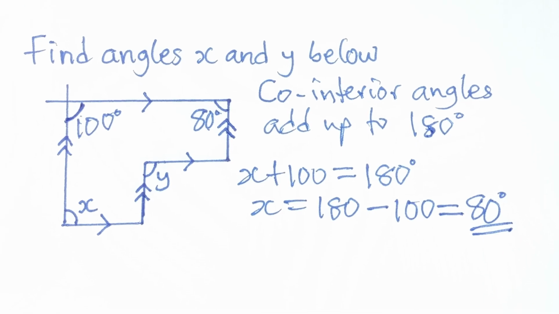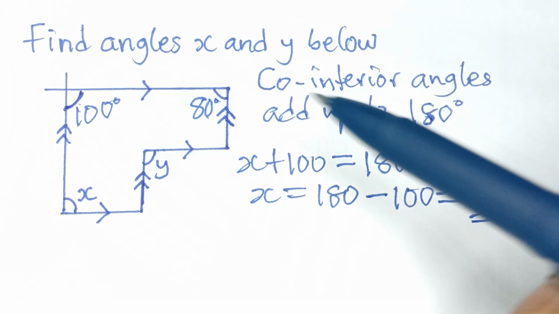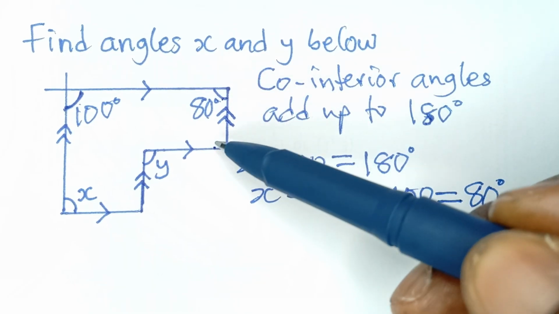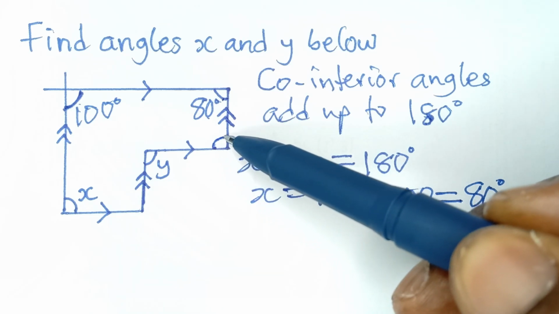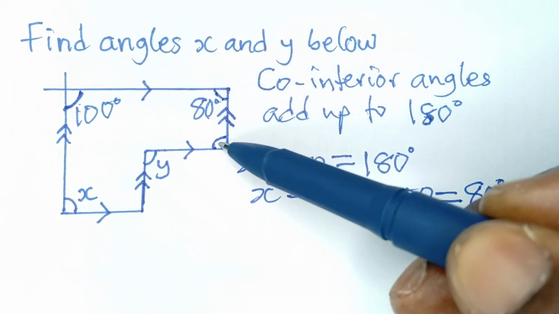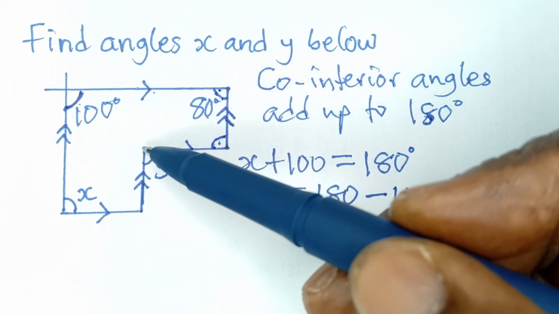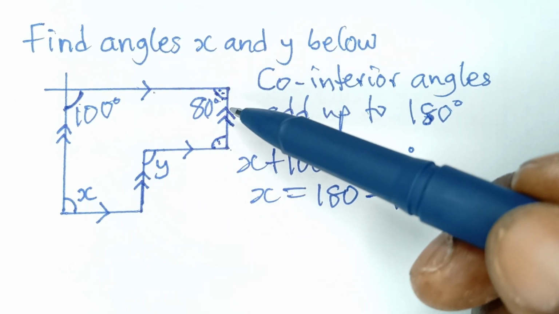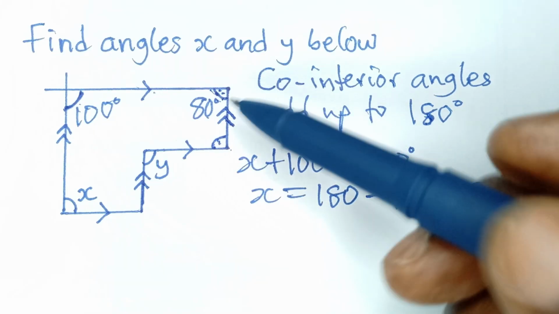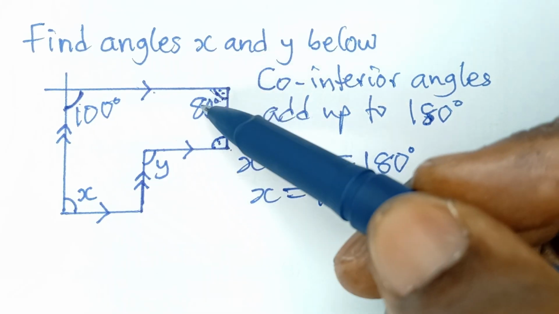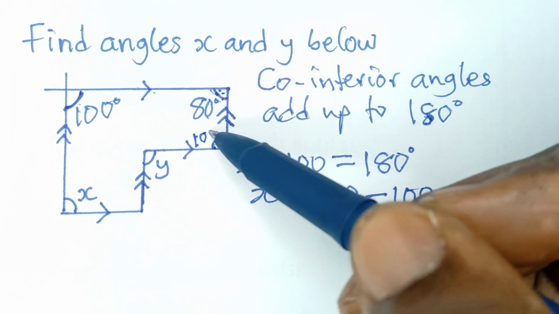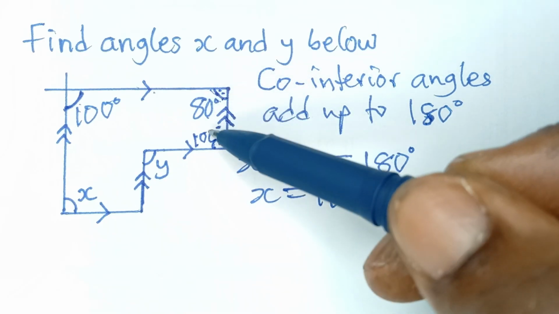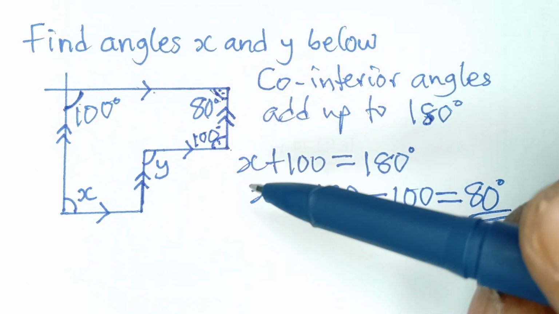Now let's move on to angle Y. Now, if you look at this, this is 80 degrees. Here you agree with me that this angle too, along with this 80, they are co-interior angles because this line is parallel to this line. So if this is 80, then 180 minus 80 will give us this place as 100 degrees, so that these two add up to 180 because they are co-interior angles.